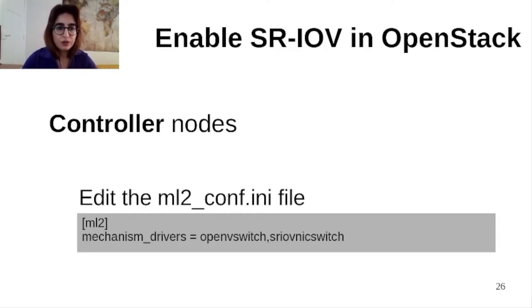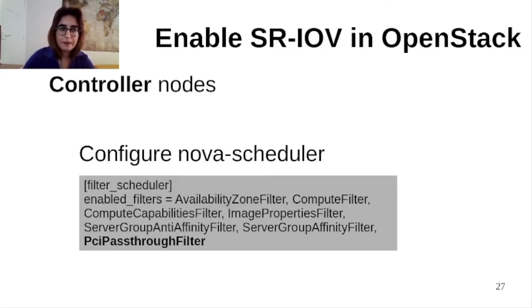On the controller nodes, we have to edit our ml2conf.ini to add SRIOV NIC switch as a mechanism driver. On our controller nodes, we also have to configure Nova scheduler by adding the PCIe pass-through filter to our enabled filters.